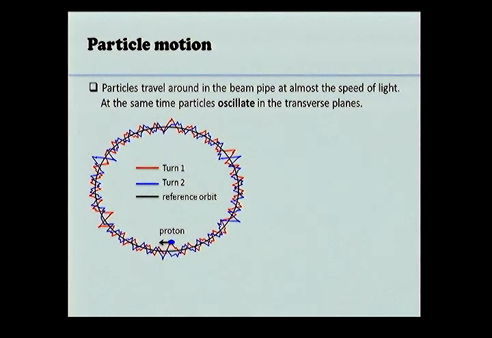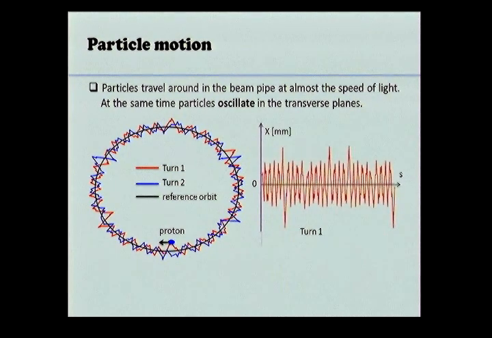To be clear here, I pick out the first turn's horizontal position and unfold it here. The horizontal axis is the position around the ring. One turn is 2.4 miles, and the vertical axis is the horizontal position. Positive value means outside the reference orbit. Negative value means inside the reference orbit. The oscillation amplitude is about a millimeter.